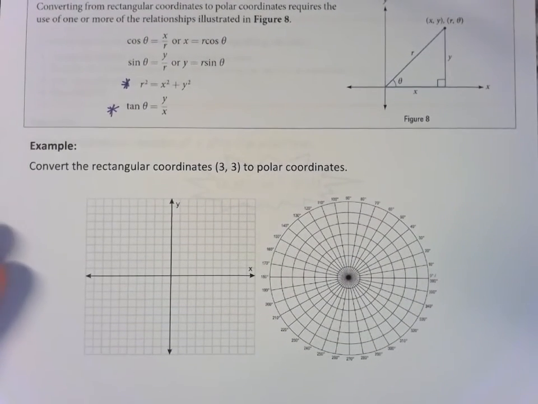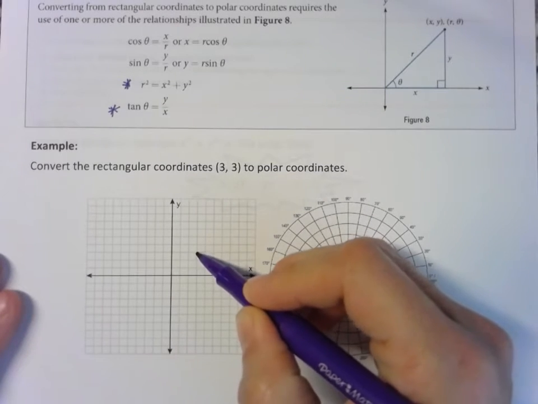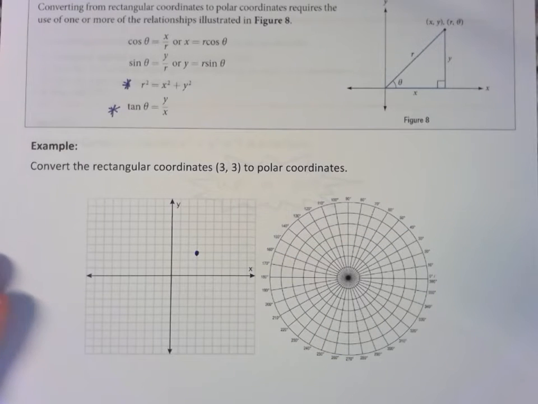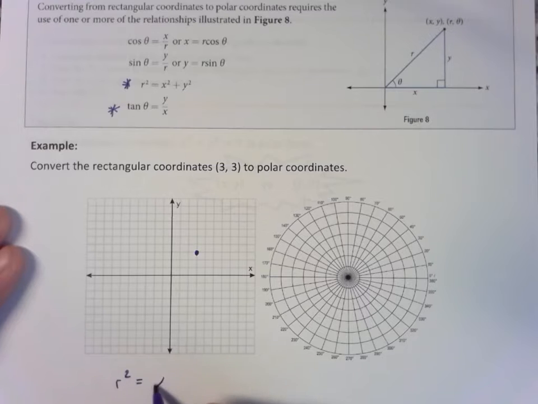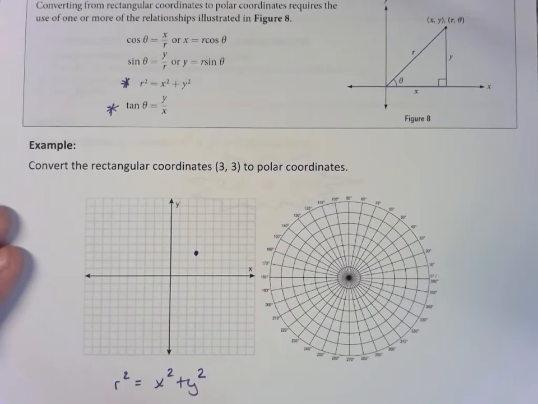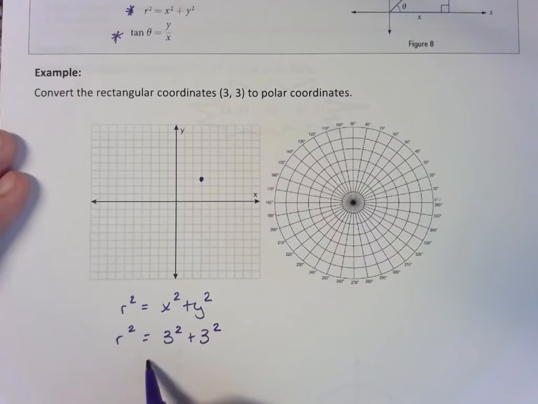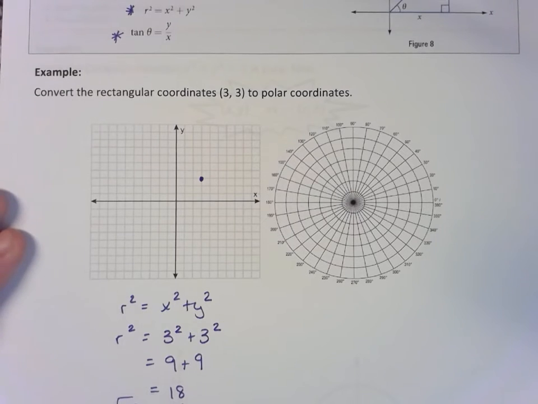Convert the rectangular coordinates 3, 3 to polar coordinates. Well, 3, 3 would be about there as a rectangular coordinate. It should be very similar as a polar coordinate. We can calculate our r by plugging 3 in for x and 3 in for y. So r squared is equal to 18. We can take the square root of both sides, and don't forget plus or minus.